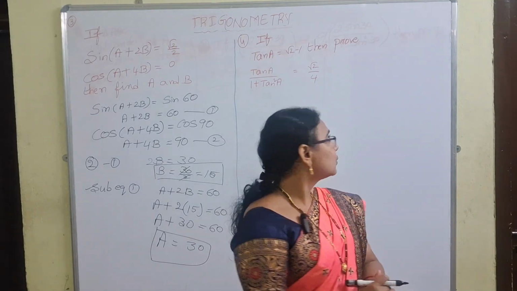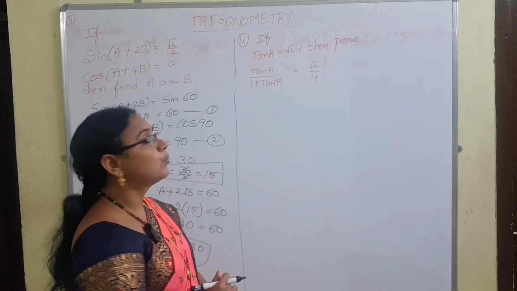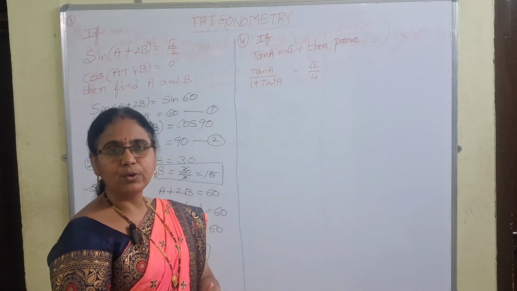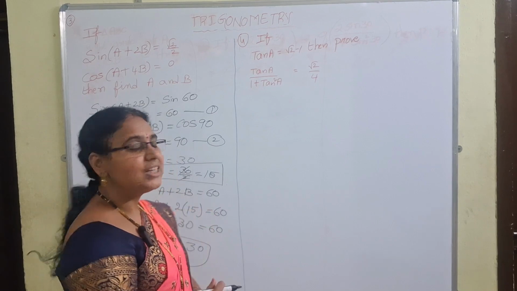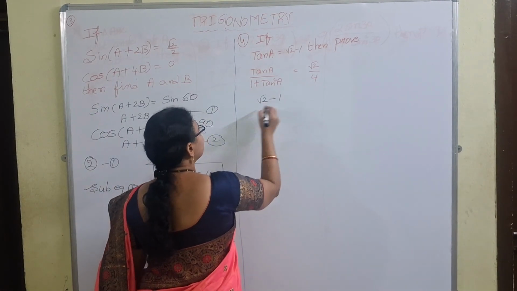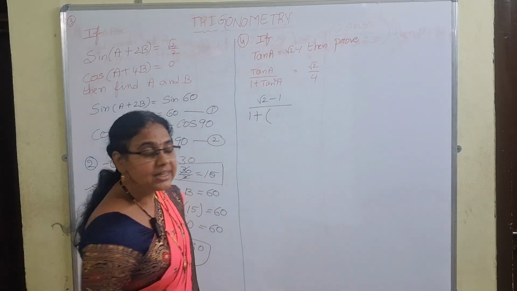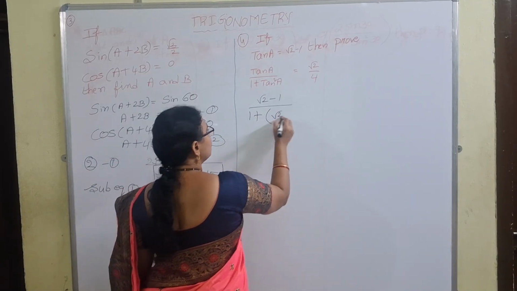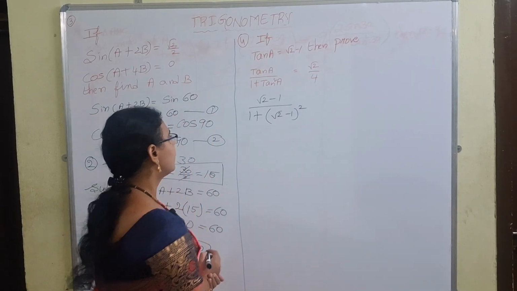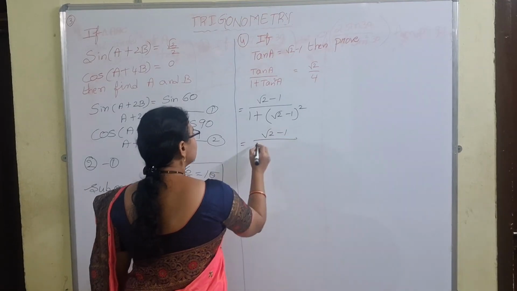Let's come to the next question. If tan A is equal to root 2 minus 1, then prove that tan A by 1 plus tan square A is equal to root 2 by 4. You just have to substitute the value of tan A. Tan A means how much? Root 2 minus 1, by 1 plus tan square A. Tan A means root 2 minus 1, whole square. So the numerator is the same, root 2 minus 1.